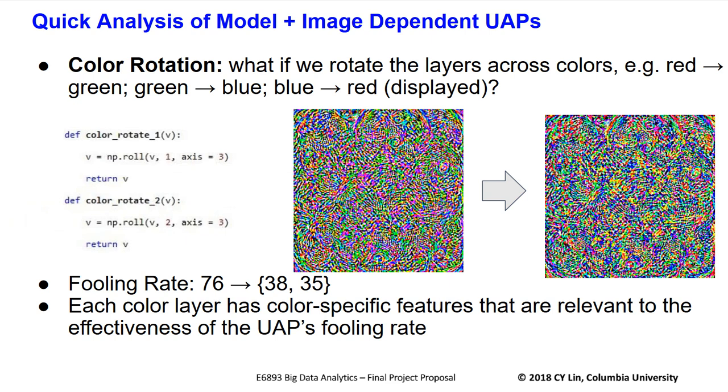Finally, I wanted to see what happens if you swap color layers: swap red with green, green with blue, blue with red. I did that for a couple of different options and got pretty poor fooling rates as a result, which means that there are color-targeted features that don't generalize well to other colors.